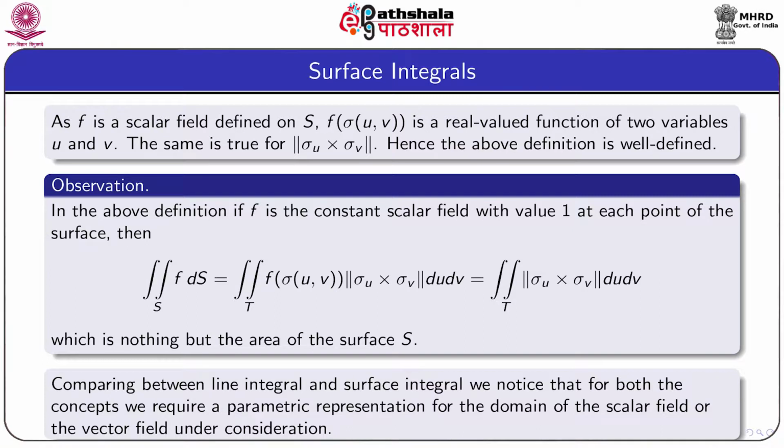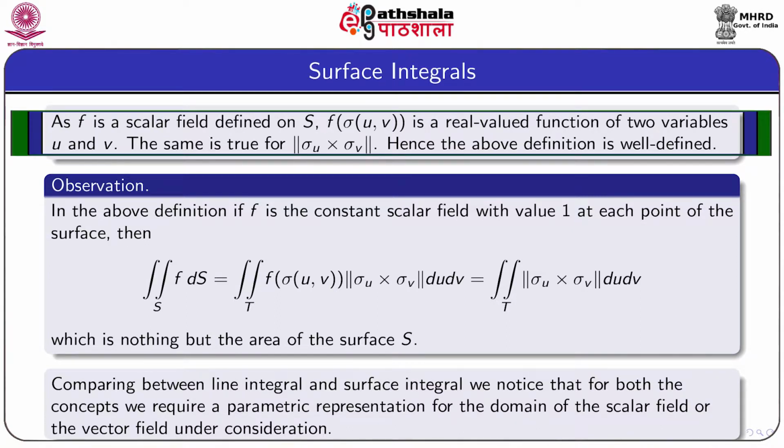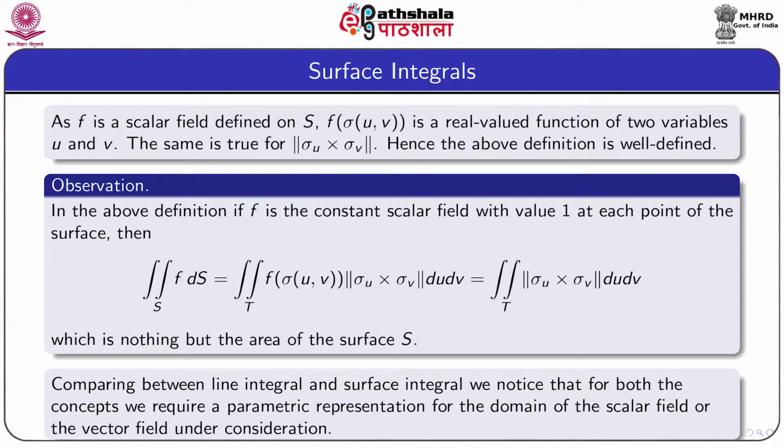As f is a scalar field defined on S, f sigma uv is a real valued function of two variables u and v. The same is true for norm of sigma u cross sigma v. Hence, the above definition is well defined.